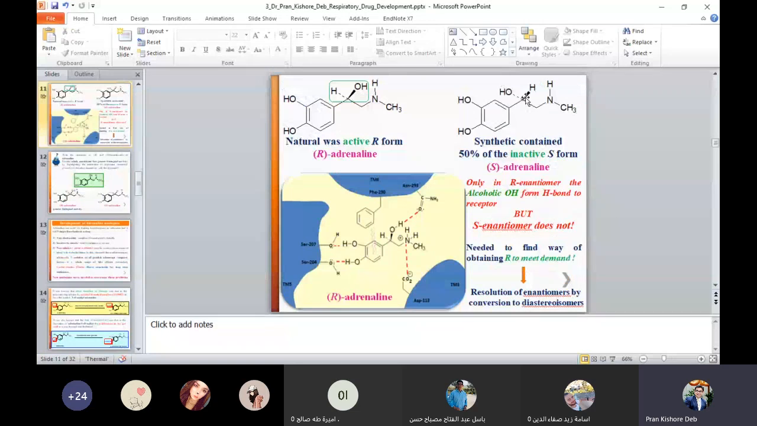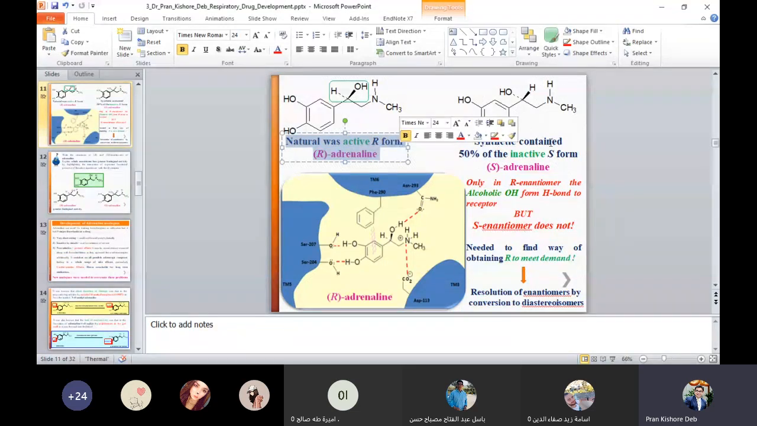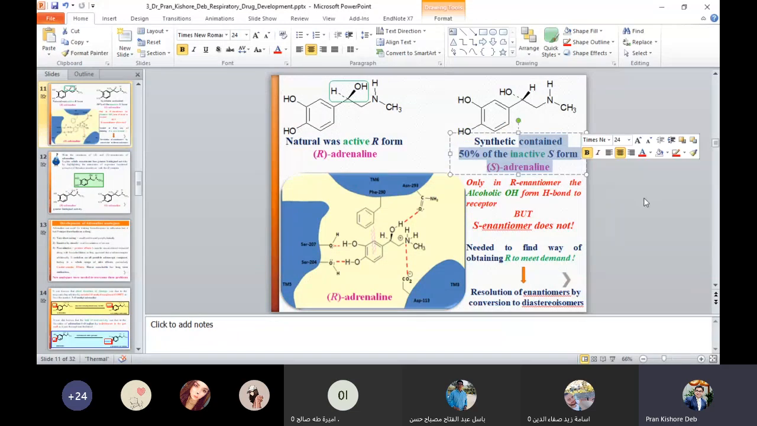Okay, now see the next slide. Look at this. Natural is the active R form, while synthetic contains 50% inactive S form. So if I ask you in the exam, which of the following enantiomers is the more active enantiomer for the respiratory drug, how do you remember? R or S? R. How do you remember? Any clue? S is for synthetic and R is for natural.